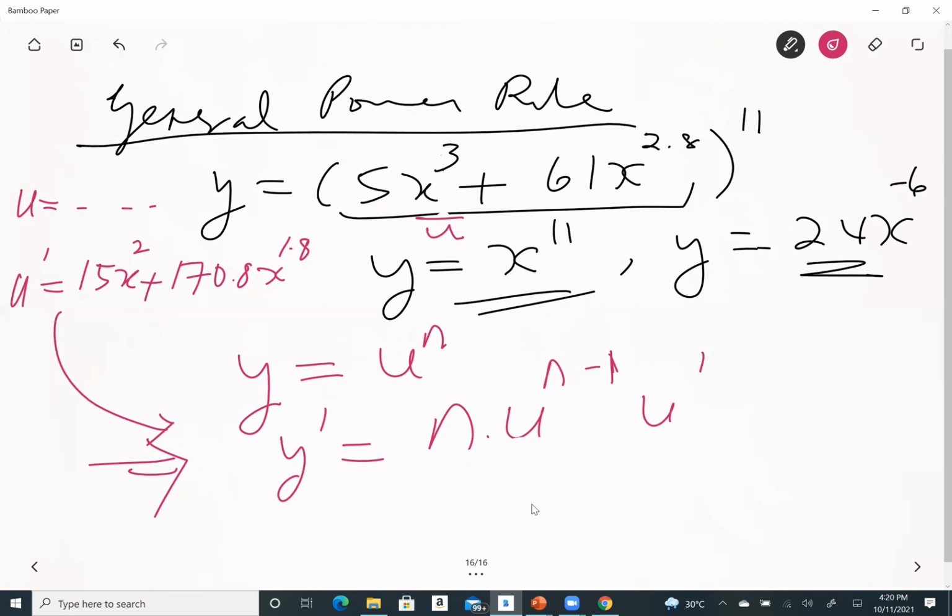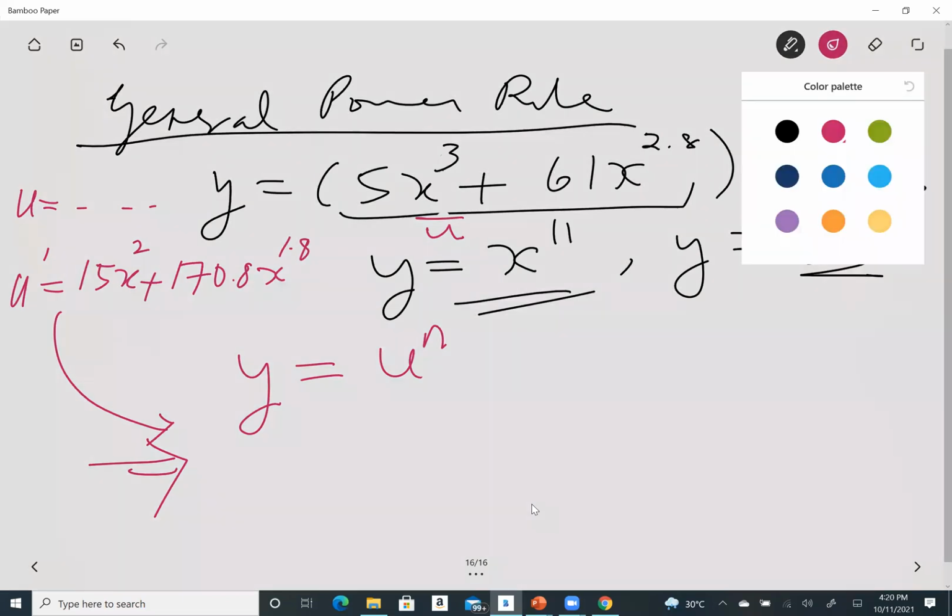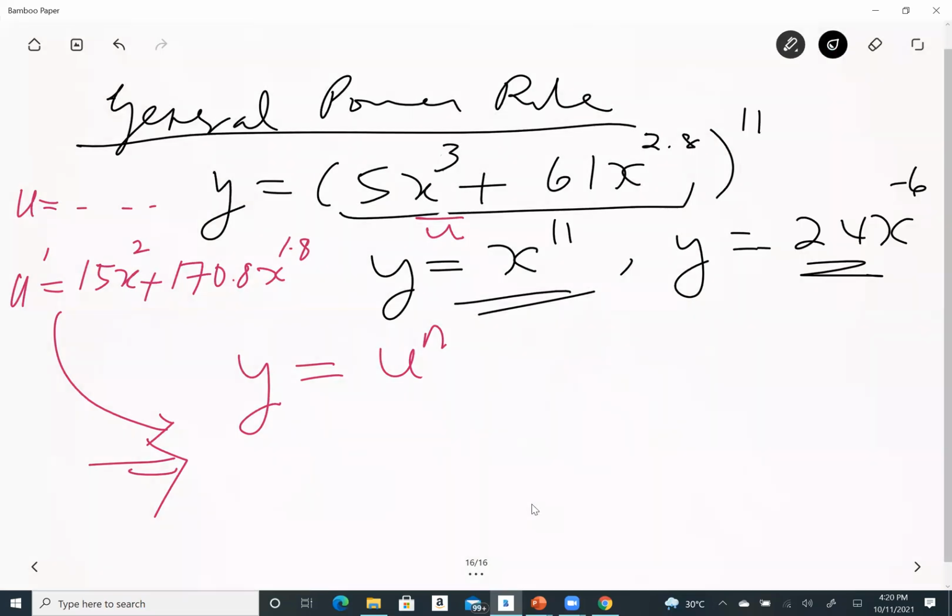So I take out the formula, because I need the space. The formula you already know. So we put the formula. So y prime is equal to what? You reduce the power. Oh no, you bring down the power. So 11, multiplied by everything in the bracket.